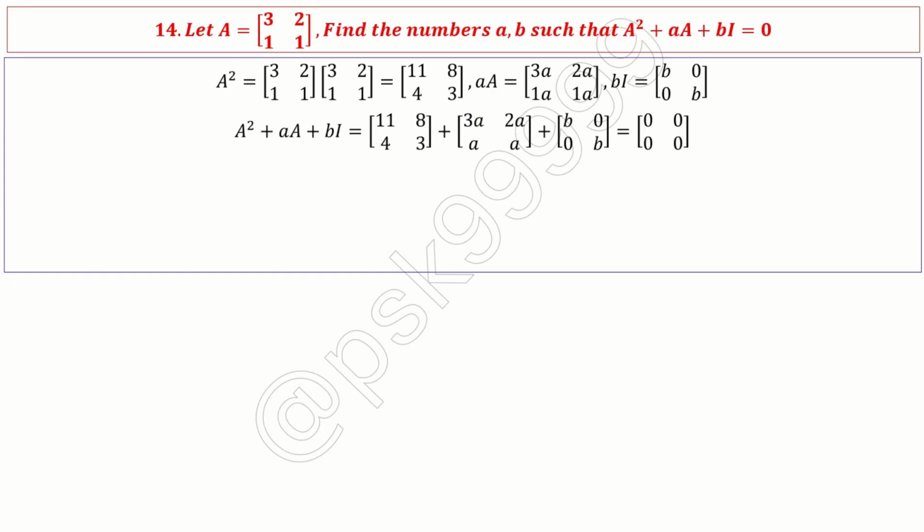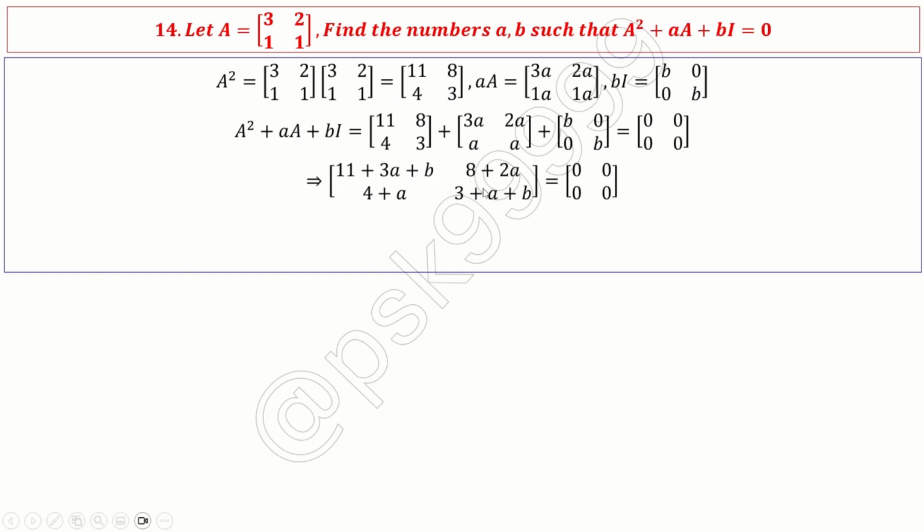Now you apply the equation, this should be equal to 0, right? So you get multiple equations. You cross check all the equations and find the values of a and b which will satisfy all these four equations. So 11 plus 3a plus b equal to 0, that is one equation. Or you can take simply here 8 plus 2a equal to 0, so a is minus 4. 4 plus a equal to 0, so a is minus 4, consistent.